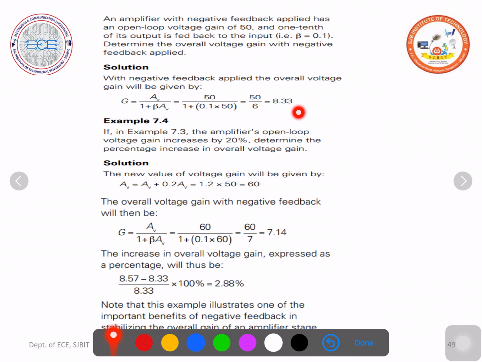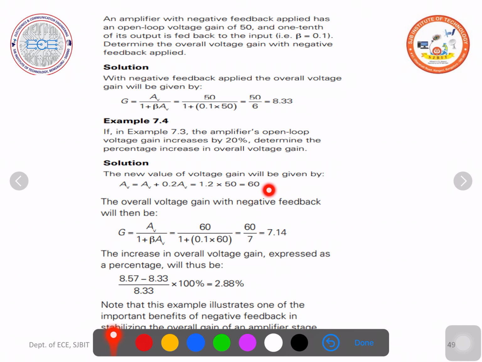Same example, continuing with that: the amplifier's open loop voltage gain increases by 20%. The open loop voltage gain was 50. Now it is said to increase that voltage gain by 20%. Determine the percentage increase in overall voltage gain. First let us calculate this 20% hike. AV is equal to AV plus 0.2 into AV, so 50 plus 0.2 into 50. Totally you will get 60.